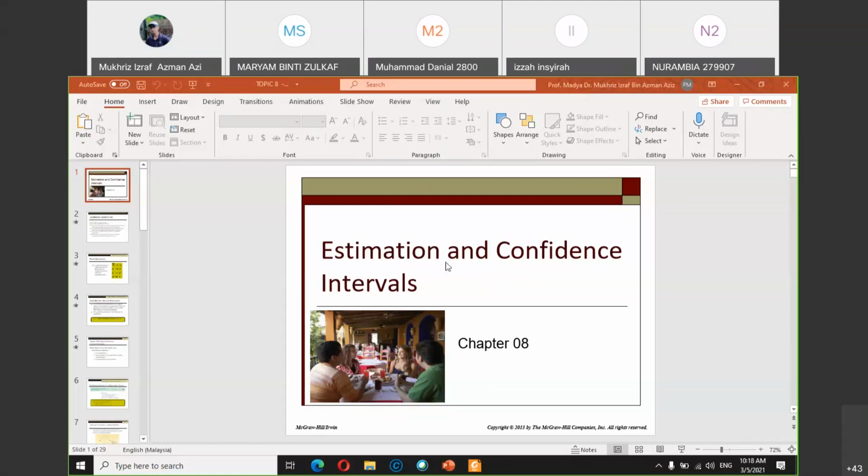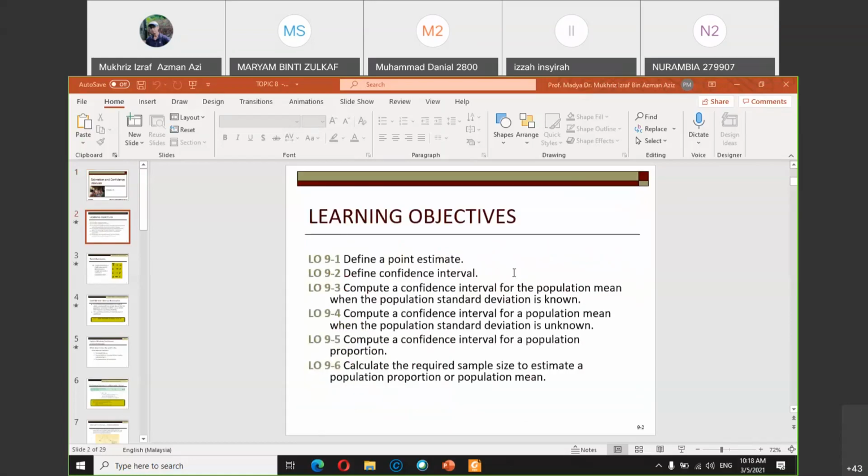Okay, so what is this topic all about? Estimation and confidence interval. In the past few topics, you have learned the concept of the mean, the measure of central location (mean, mode, median), and then the measure of dispersion (variance and standard deviation).